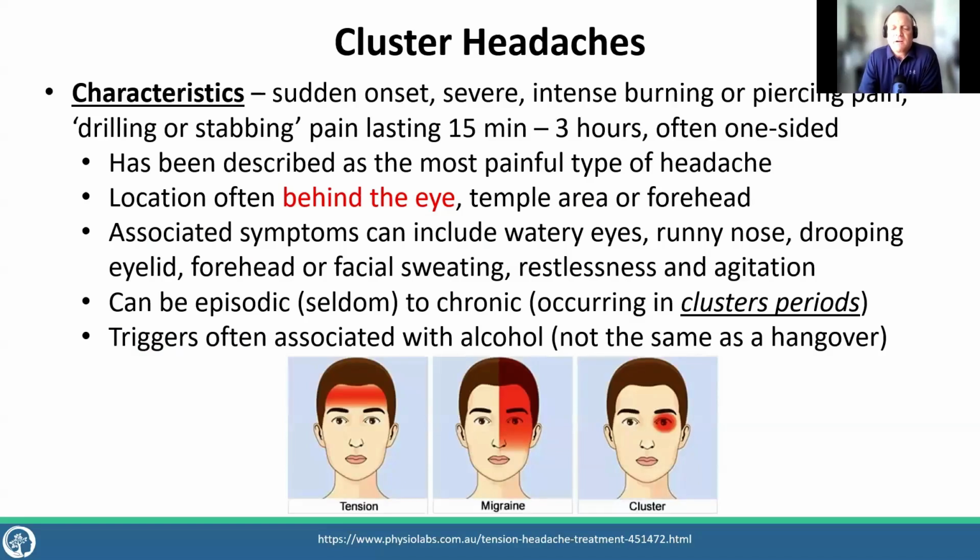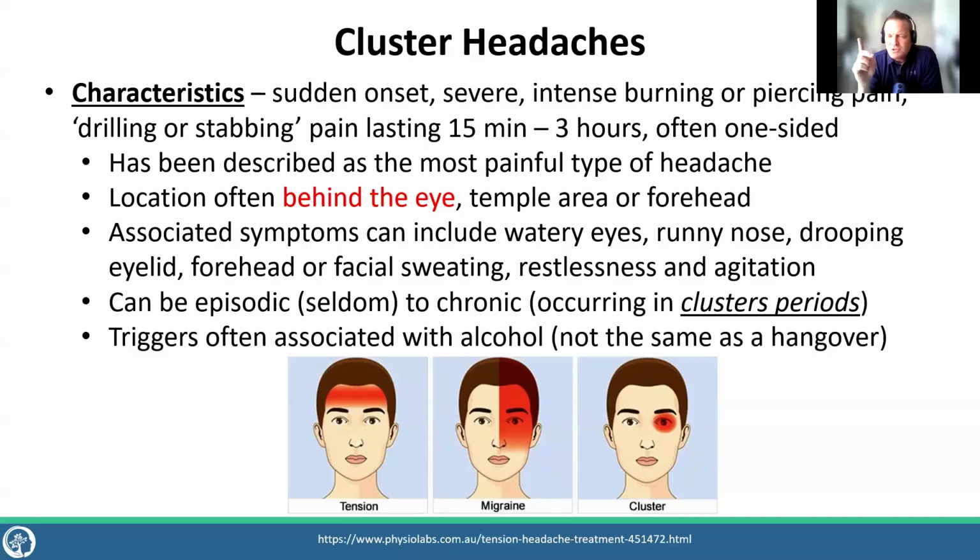I love this picture. A cluster headache is often one-sided, but unlike a migraine, it's in a very focused area. Some people describe cluster headaches as some of the most severe and intense piercing pain, like someone's putting a drill or an ice pick right in this one area. And oh man, it just rocked my world. Some people have described it as the most painful type of headache ever, and it's commonly located right behind your eye or in the temple area or the forehead.